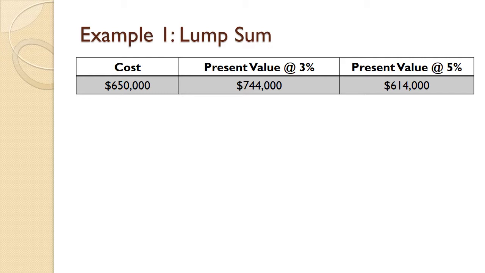But what if the interest rate increased to 5%? Well, now the present value of that $1 million would only be $614,000, which is less than your costs. In this case, you could make more money by just putting the money in the bank for 10 years than by investing it in your business opportunity.